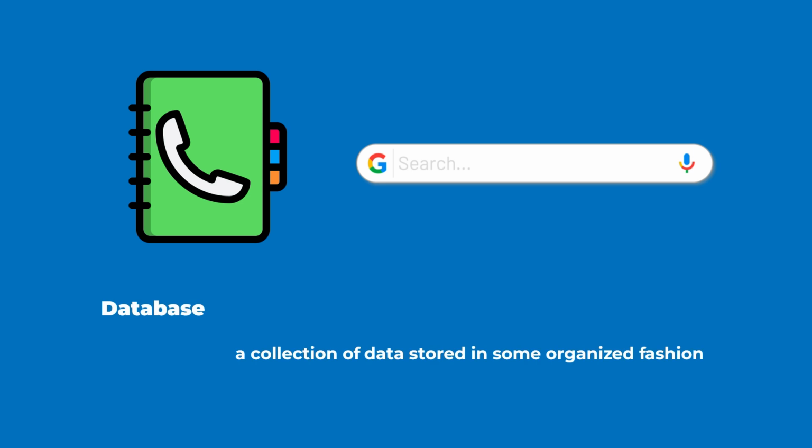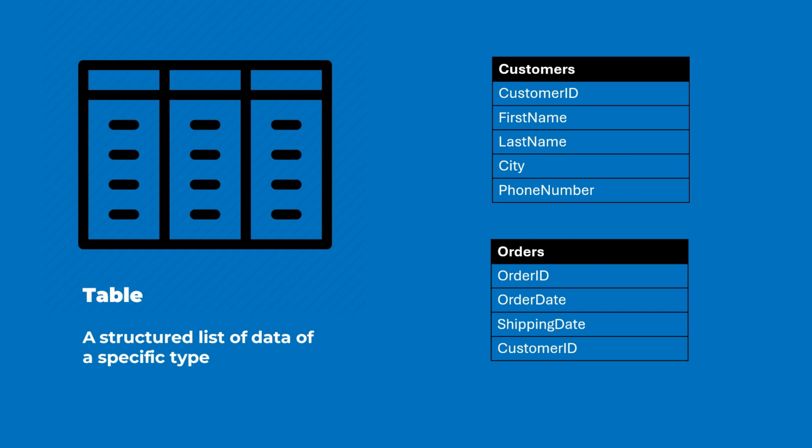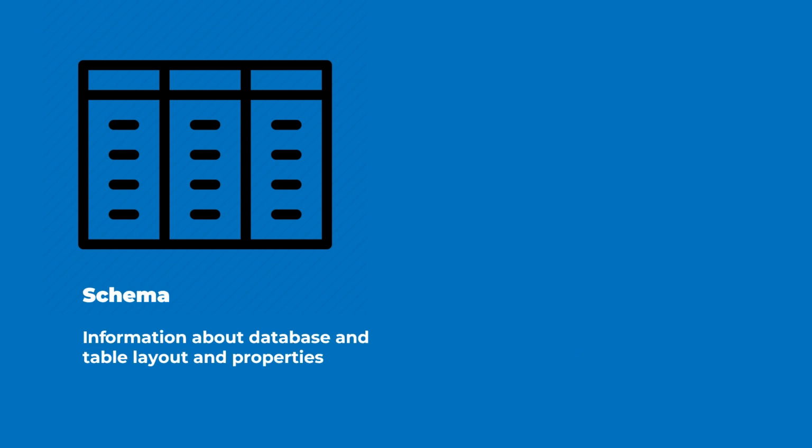So, what is a database? It's a collection of data stored in some organized fashion. A database can contain multiple tables, each storing a structured list of data about a specific subject. For example, we will not store customers and orders in one table, but we will create two separate tables, one for each list. Tables have characteristics and properties that define how data is stored in them.